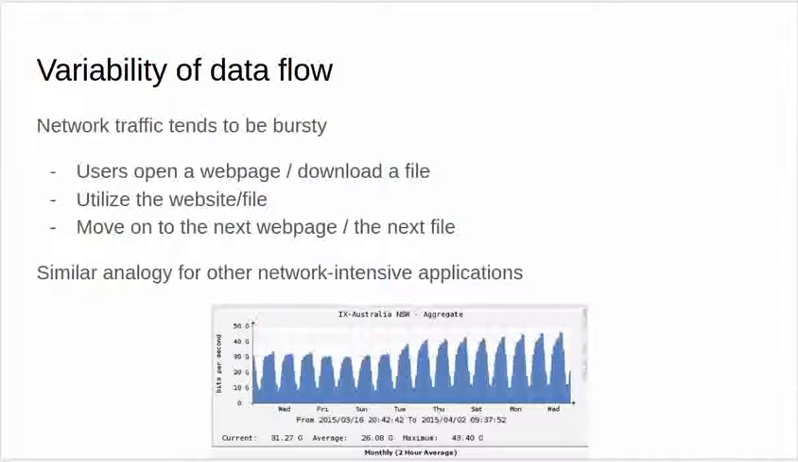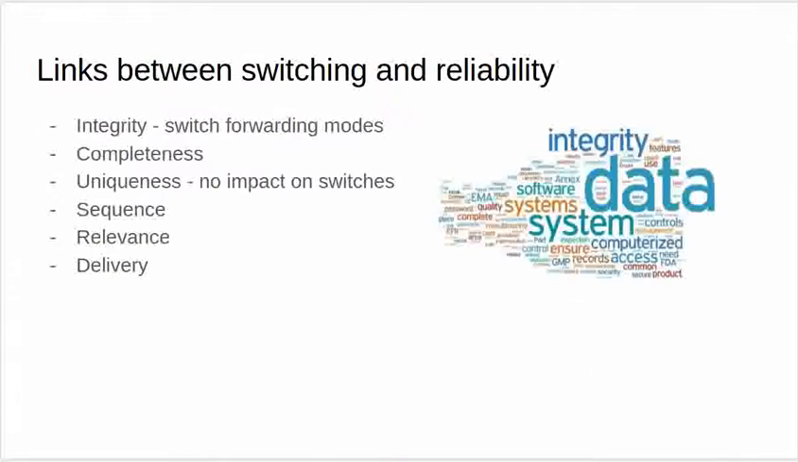Links between switching and reliability. Certain characteristics are important to the quality of a server or network. Integrity. Affects switching forward modes because of the ability to store and forward to check for discrepancies. Completeness. Packets should be discarded to avoid unnecessary retransmissions. Sequence. Switches may misorder when rearranging or recirculating traffic. Relevance. Protecting addressing information in headers with CRCs so the packet does not arrive at the wrong destination.